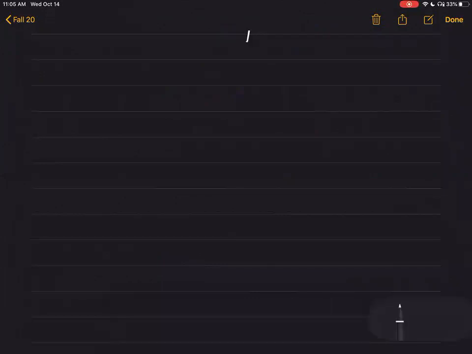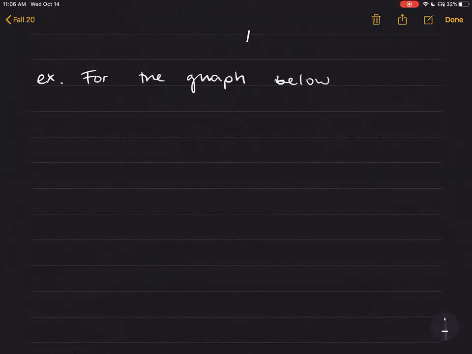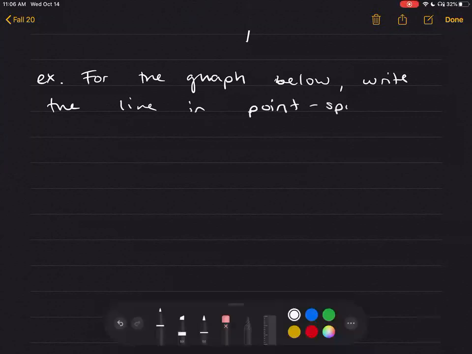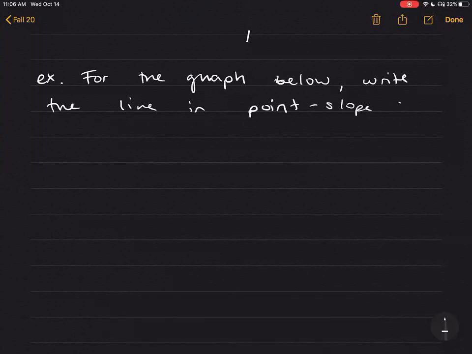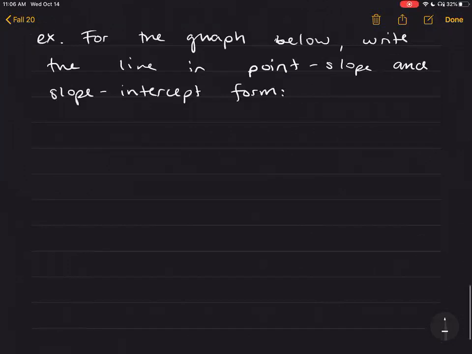Let's look at maybe an example of something we should be doing with lines. So for the graph below, which I will draw in a minute, write the line in point-slope and slope-intercept form. So let's draw the graph that this refers to.